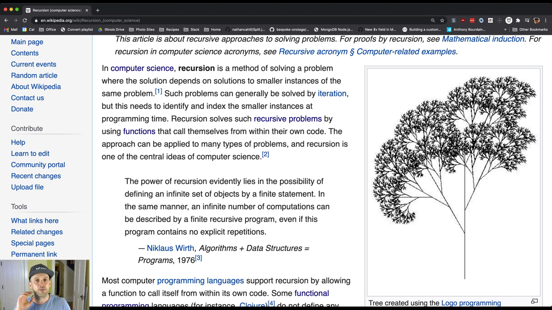However, there are some problems where one of the solutions is much nicer than the other. It's much more elegant, much more compact, much easier to understand. Even though iteration and recursion can solve all the same problems, there are problems where the recursive solution is much, much, much nicer, and there are problems where the iterative solution is much nicer as well. So recursion solves, and here's another important part of the definition, problems by using functions that call themselves from within their own code.